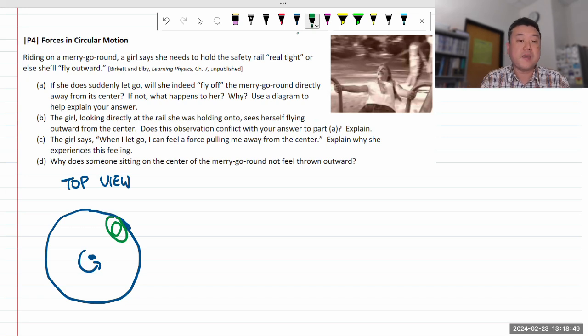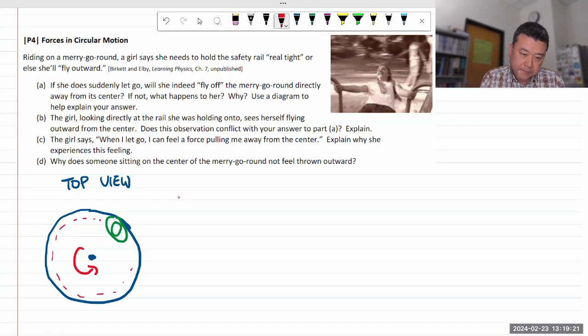Okay. And it says, a girl says she needs to hold the safety rail real tight or else she will fly outward. Okay, and I think that's the kind of feeling that all of us relate to. If you've been on a merry-go-round or if you've been spun around before, you get the sensation, well, I have to do something to stay in. Like if I stop doing it, I will fly outward. So that's the picture we have in mind.